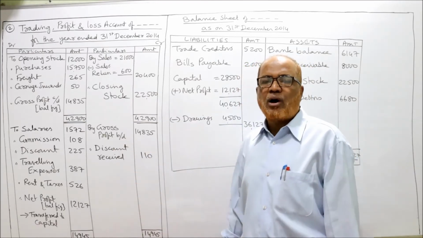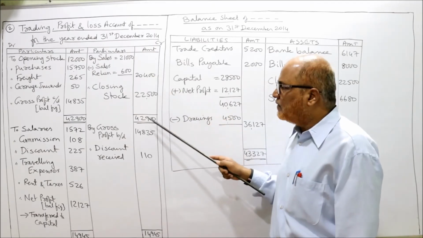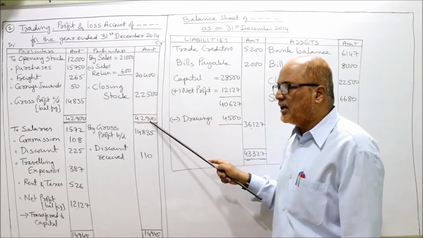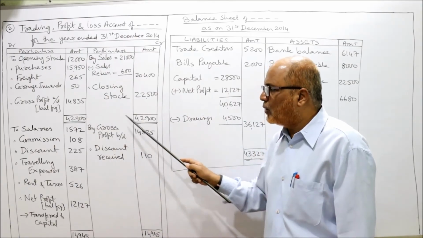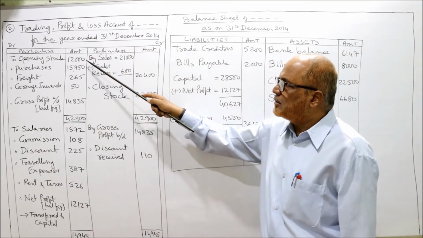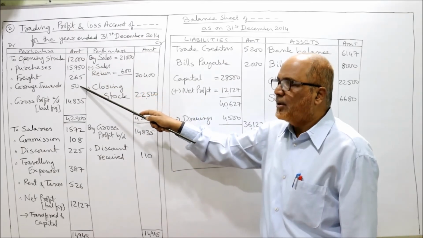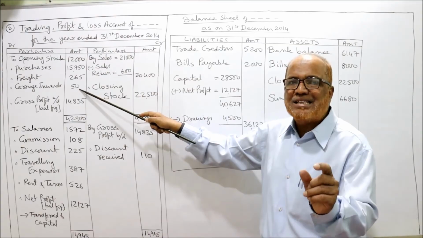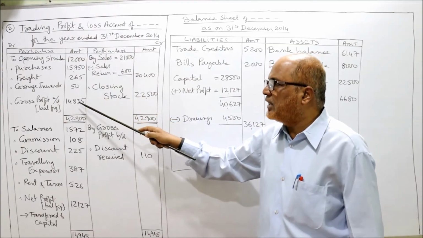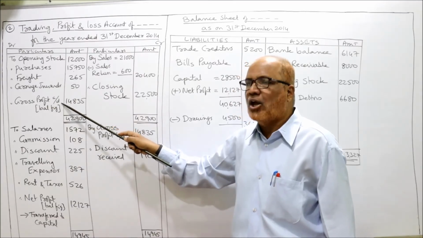Then gross profit. How to find out the gross profit? Take the total on the credit side. The total of the credit side is 42,900. Take 42,900 on both the sides in the same line. Then from 42,900 subtract 12,000, 15,750, 265, and 50. The balancing figure you are getting is 14,835. This we call gross profit carried down.